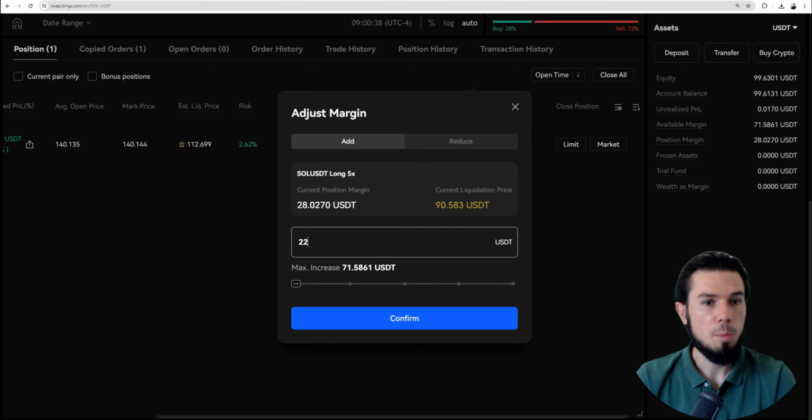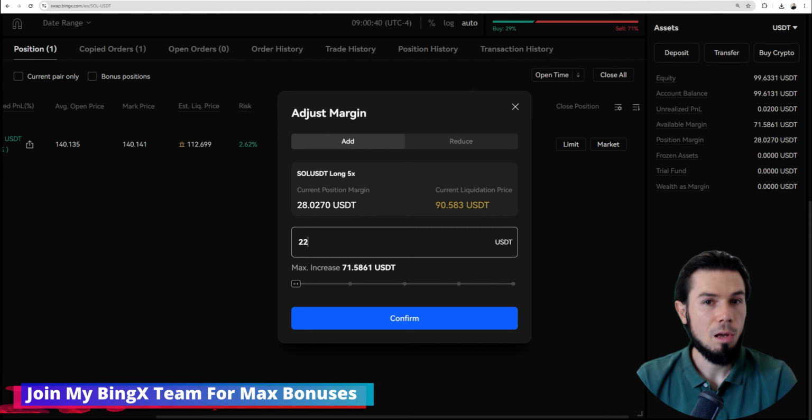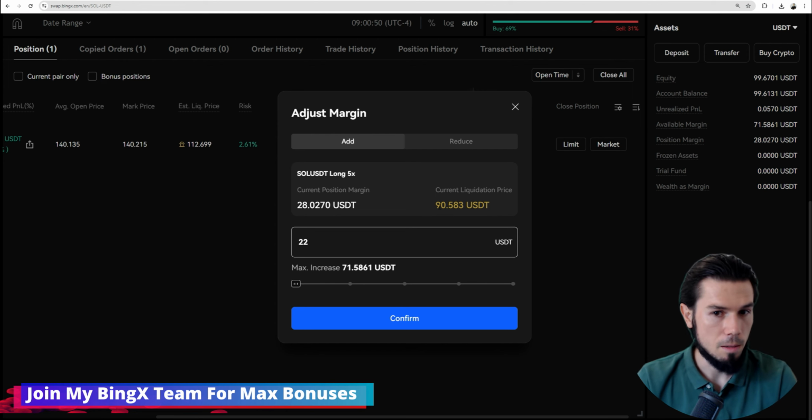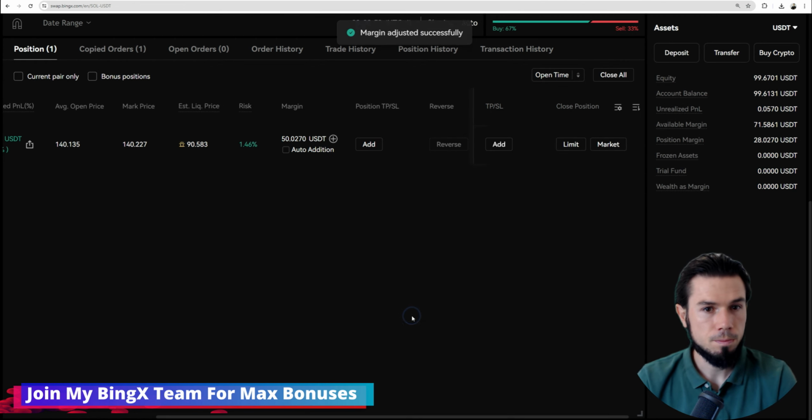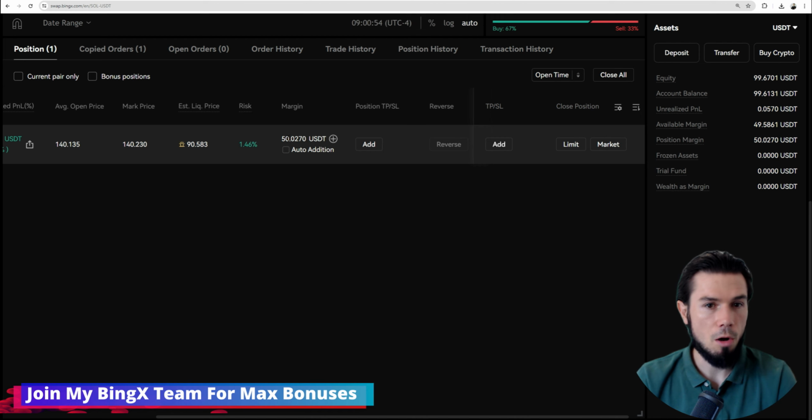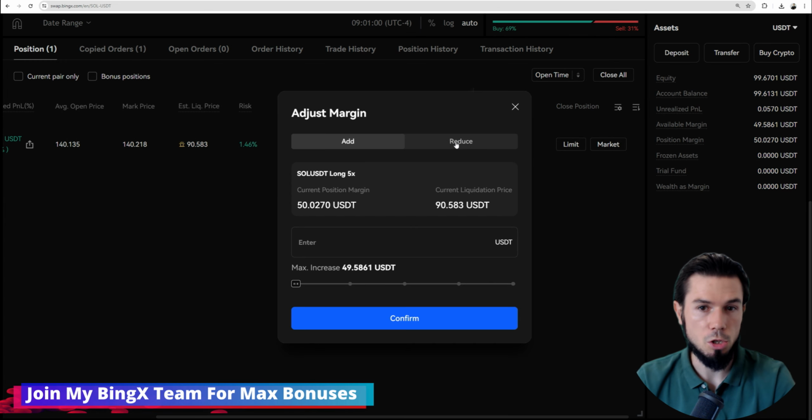Why is it so? Because now I've got $50 margin dedicated for this trade, so it has a lot of room for the market to go down and still be part of this trade nicely. Confirm, and this way I got $50 margin. I'm fine with that. I've lowered my liquidation price. I can also reduce the margin, right?